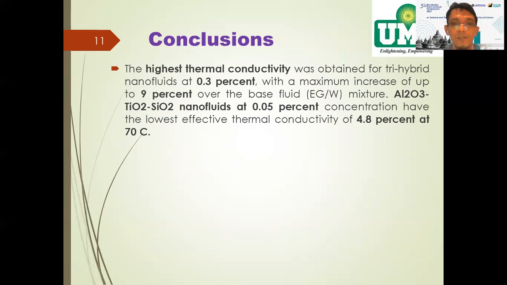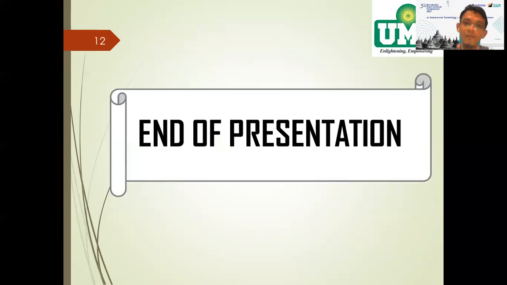Conclusion: the highest thermal conductivity was obtained for trihybrid nanofluid at 0.3%, with a maximum increase of up to 9% over the base fluid EG water mixture. Aluminum, titanium, silicon nanofluid at 0.05% concentration has the lowest effective thermal conductivity enhancement of 4.8% at a temperature of 70 degrees Celsius. Okay, this is the end of my presentation.